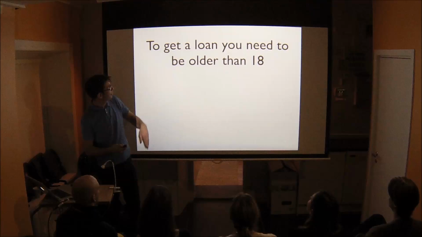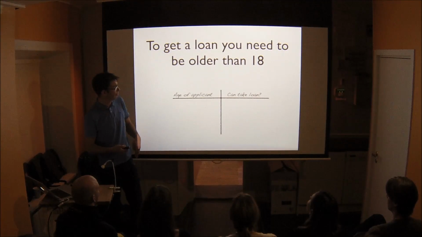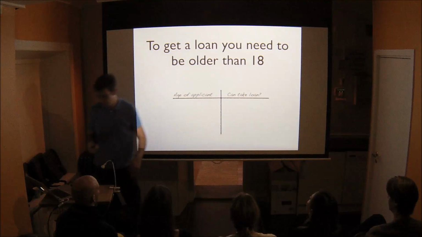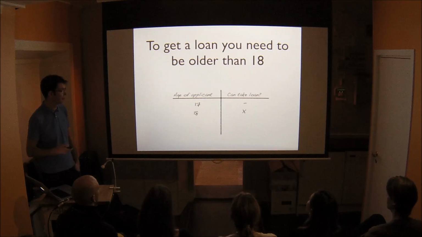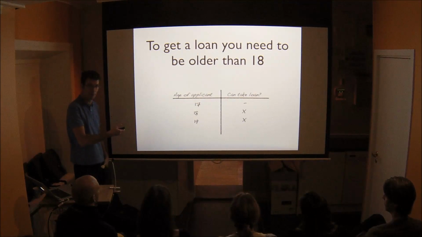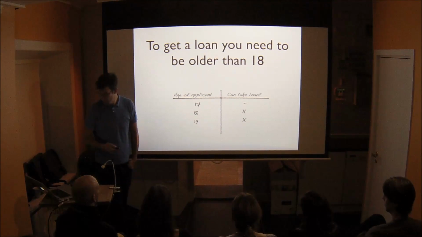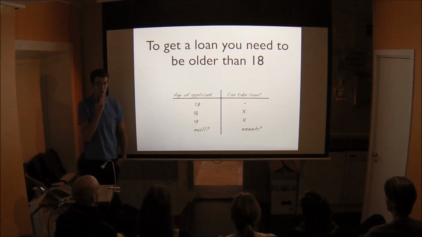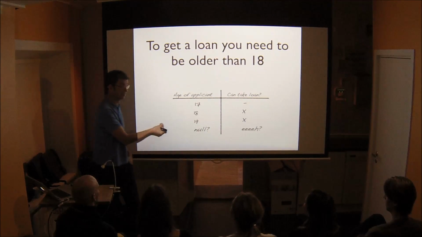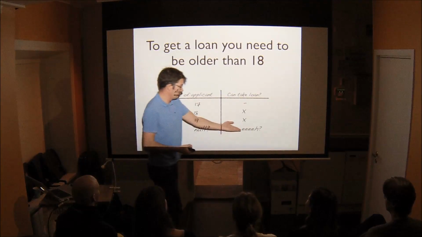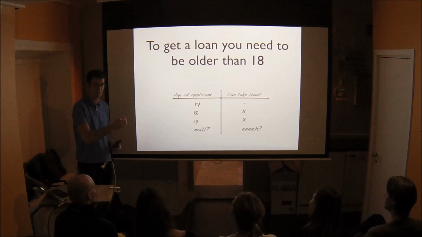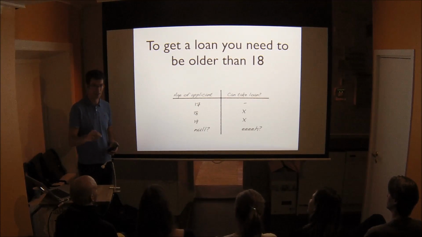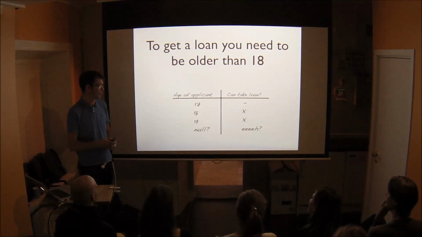Another example, to get a loan you need to be older than 18. Age of applicant can take loan. What would you like to try? 17. 17, no loan. 18? 19. Yeah, that may be illustrative, but this doesn't help, right? It's a good test. It's a good test because I don't really know what will happen there. So we might test it, but it doesn't help us understand the feature. And that's what we're looking for right now, understanding the behavior.